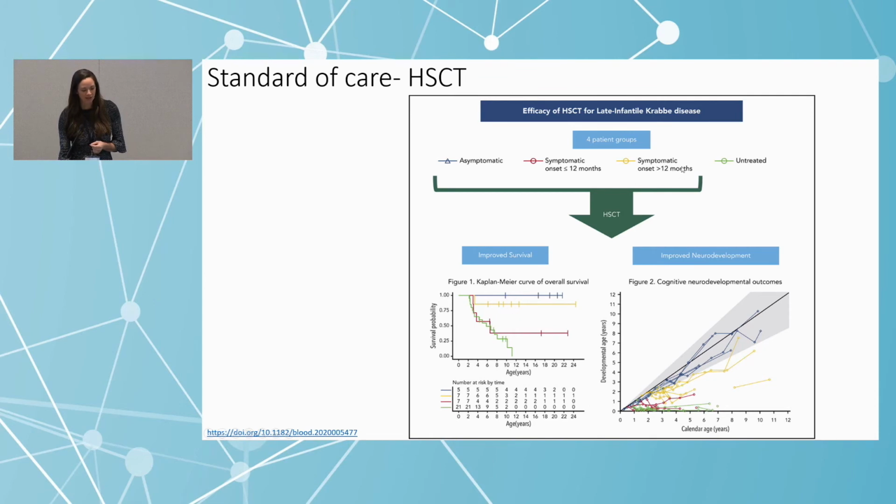Some of the later onset babies that are diagnosed later and have symptom onset after 12 months, they do have some benefit from transplantation still.